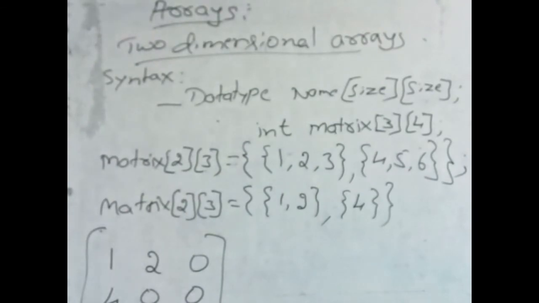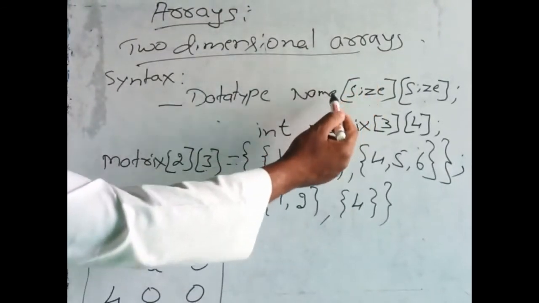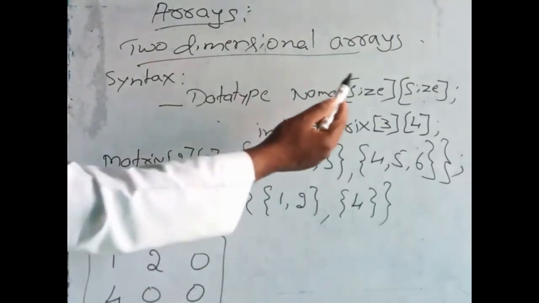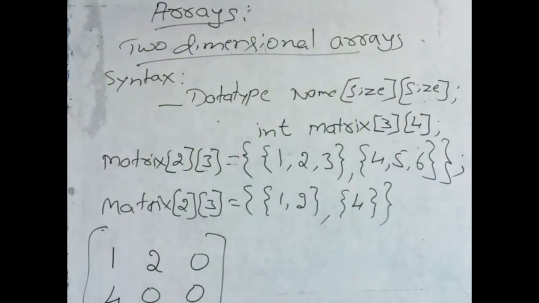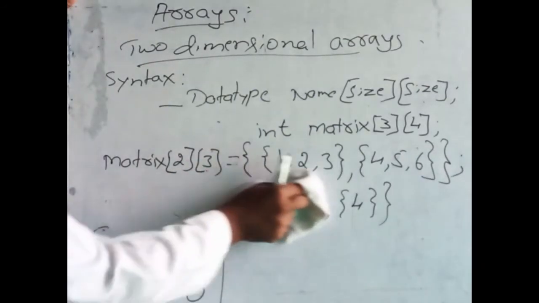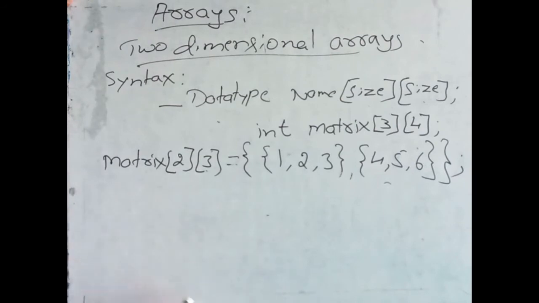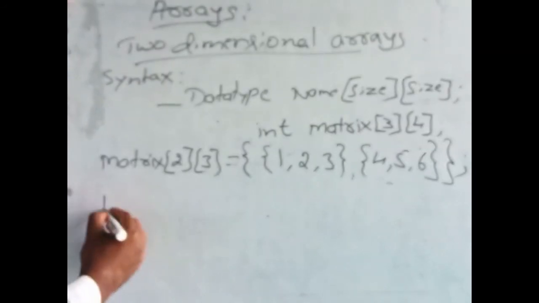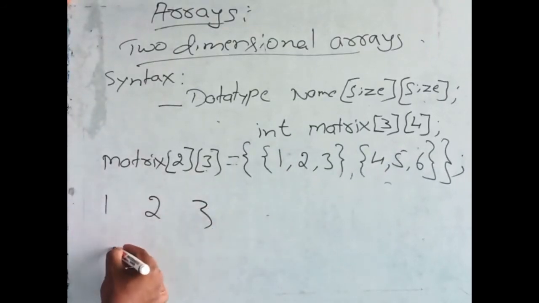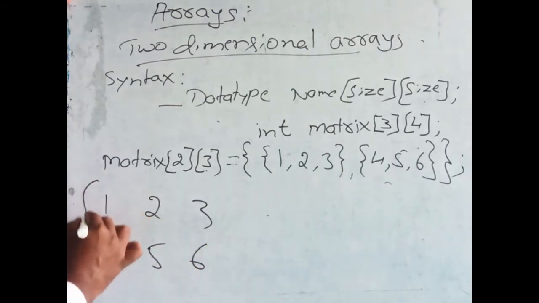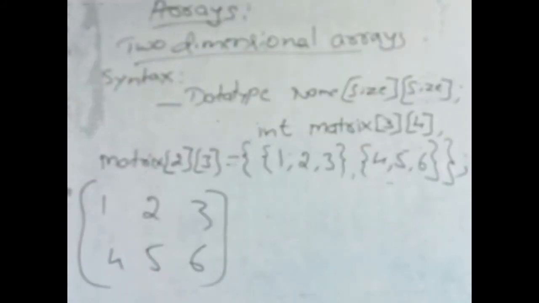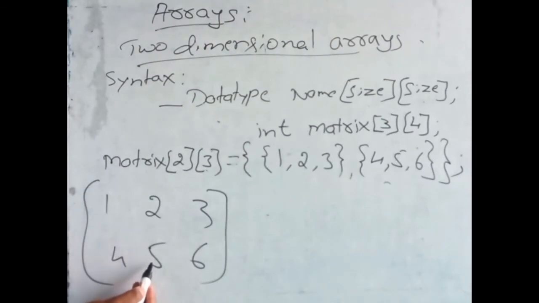In a 1-dimensional array, only 1 subscript is there. In a 2-dimensional array, 2 subscripts are there. Now we want to know the position of a particular element. How can we represent it? For example, I will remove this. 1, 2, 3, 4, 5, 6. Now I want to display this element. How can we know?